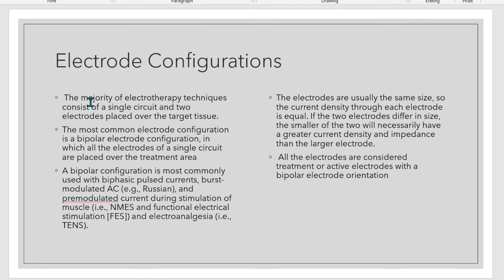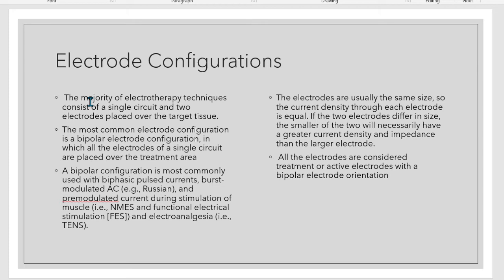Electrode configurations. Now, the majority of electrotherapy techniques consist of a single circuit, with two electrodes placed over the target tissue. The most common is the bipolar electrode configuration, in which all electrodes of a single circuit are placed over the treatment area. The bipolar configuration is most commonly used with biphasic pulse current, burst-modulated Russian and pre-modulated currents during stimulation of muscles, using NMES or FES.